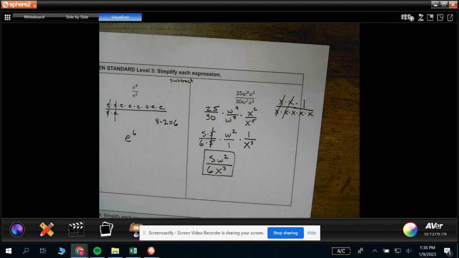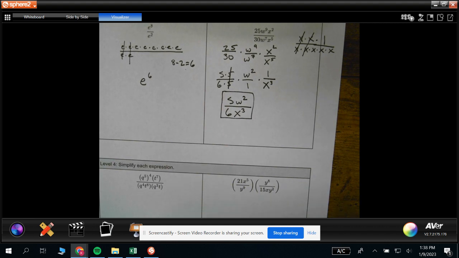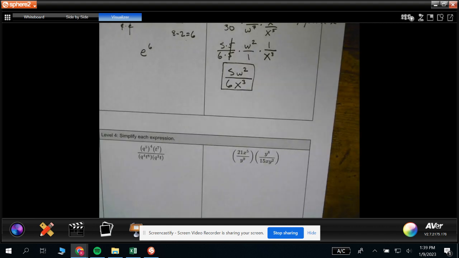All right, let's go on to level 4. The last one. Again, the key to these things, just take it one step at a time.